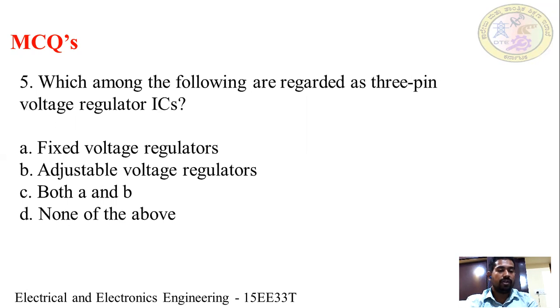And the last question, that is the fifth question: which among the following are regarded as 3-pin voltage regulator ICs? Options given: option A, fixed voltage regulators. Option B, adjustable voltage regulators. Option C, both A and B. Option D, none of the above. Let me check the answer for this. Option C, both A and B.